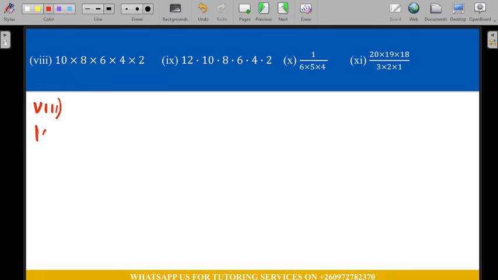we have 10 times 8 times 6 times 4 times 2. For these numbers, what you always check for is if you have any numbers missing in between. So between 10 and 2, we can see there are numbers missing. Between 10 and 8, we have a 9 missing. Then between 8 and 6, we have a 7 missing. Then between 6 and 4, we have a 5 missing. Then 4 and 2, we have a 3 missing.